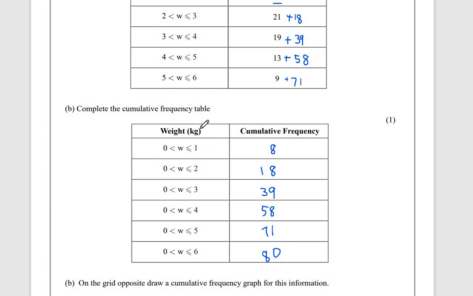Now, if you take a look at the weight, this is given in ranges. So it's from 0 to 1. So when we plot the graph, what do we take on the x-axis? We take the weight on the x-axis, and we have to take the upper class limit. So we take 1 and we take 8 to draw the first point.